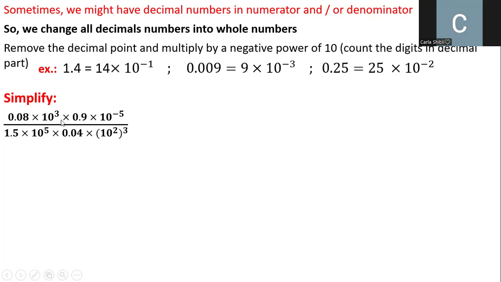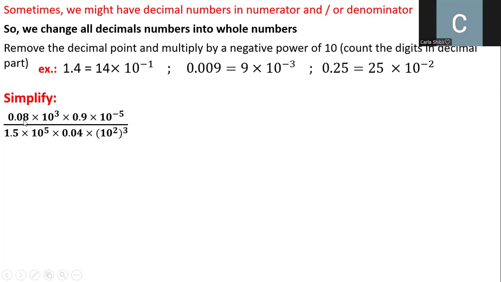Let's simplify this. I ask, 0.08 is a decimal number. It should be changed to a whole number. 0.9 should be changed to whole, 1.5 should be changed to whole, and 0.04 should be changed to whole. Here we have a power of power, we change it to 1 power, we multiply exponents.